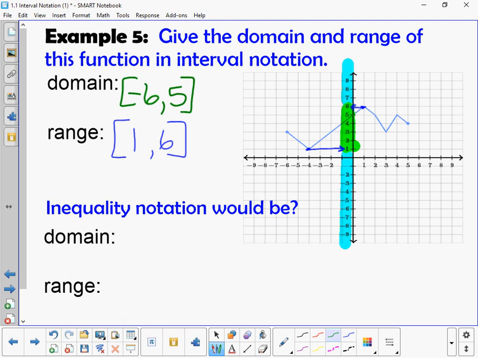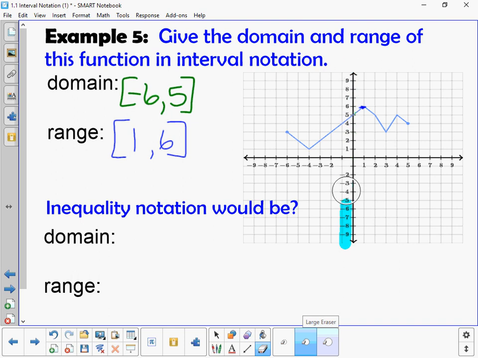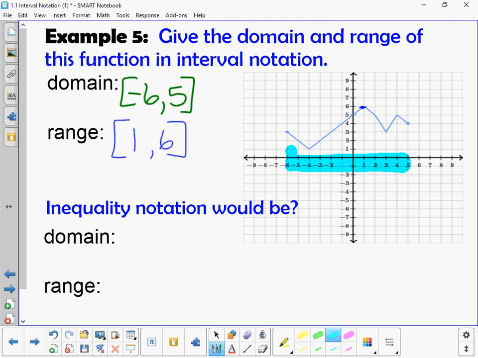Let's write that same domain and range as an inequality. So again, our domain covered from -6 to 5.